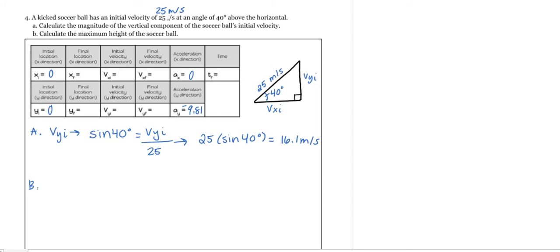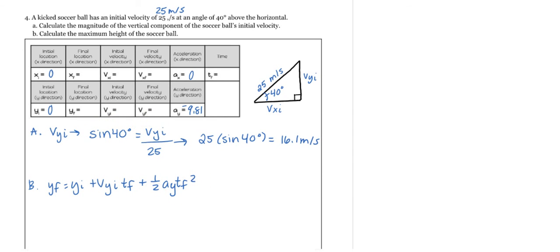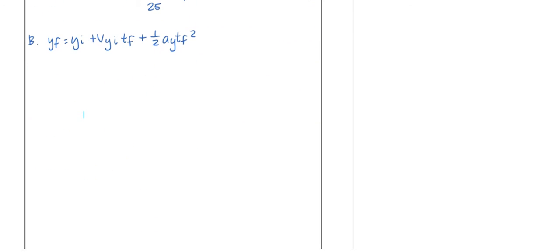Then in part B, we're asked to calculate the maximum height. For this one, I have to find time. So I would originally have just gone with this equation to figure out the maximum height. But it ends up, I need time. So I'm just going to solve for time first.